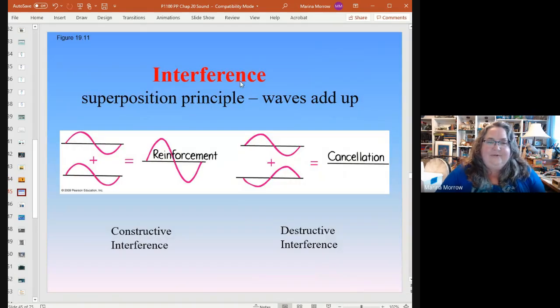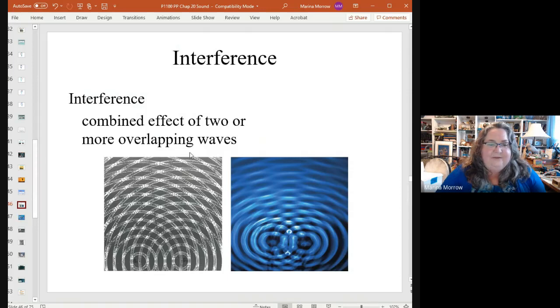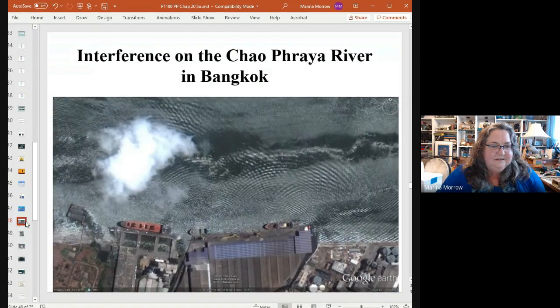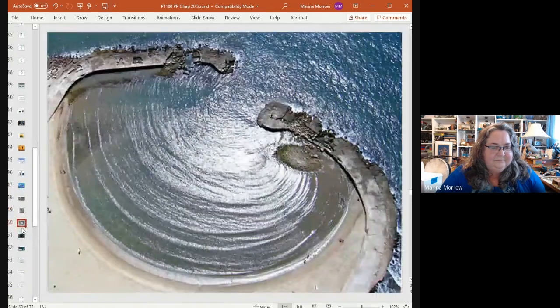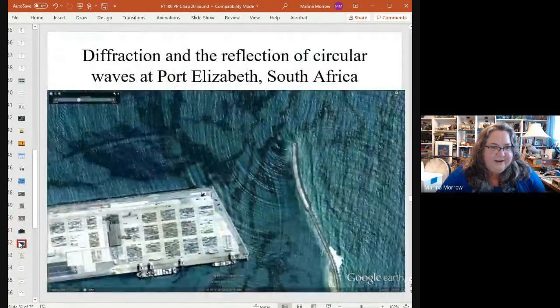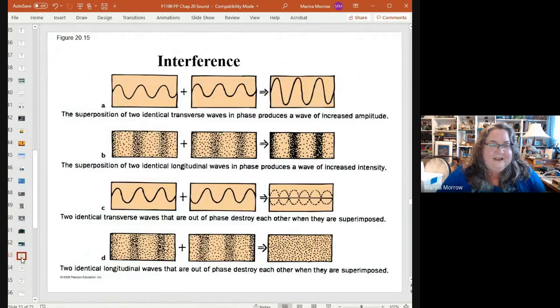So interference we talked about before, how there can be constructive interference when waves are in phase, destructive interference when they're out of phase. And how waves are overlapping, and that's what produces the interference. Lots of pictures here, just fun to look at. Okay, so anyway, when you have two transverse waves, those are what we talked about before, but it works equally well with sound waves.